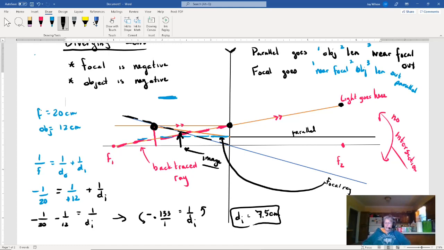As we can see, we would classify this image as virtual because it's on the same side as the object. It's the reflected light, not the real light. It is also upright, same orientation. It is closer and it is smaller.